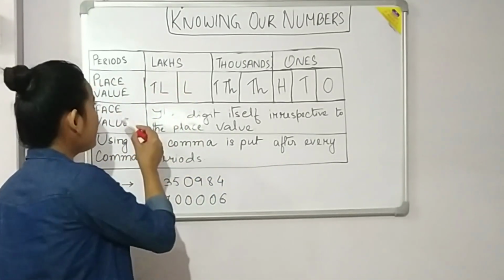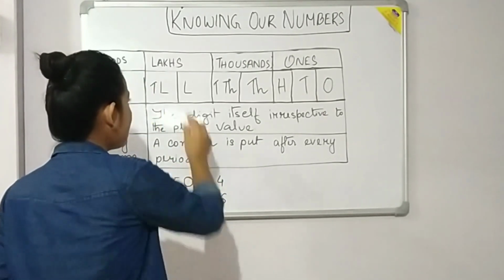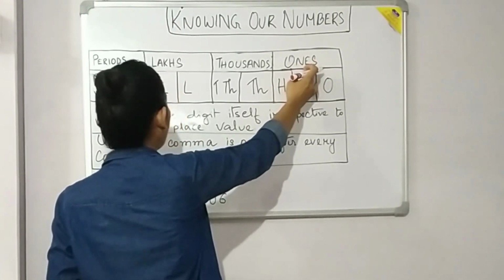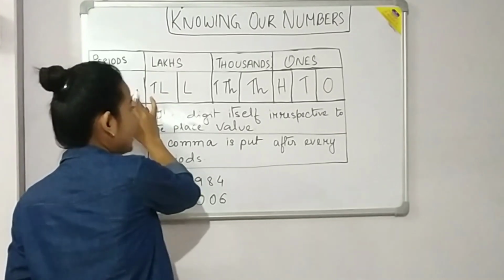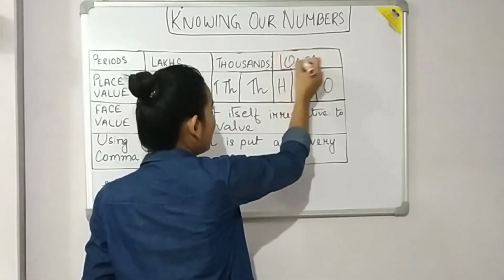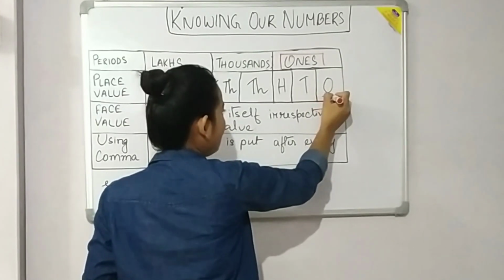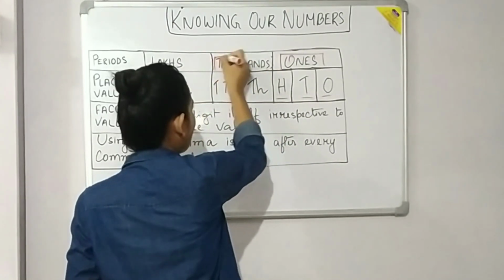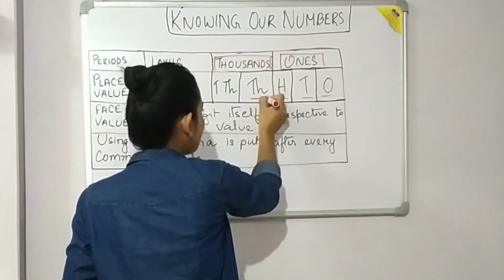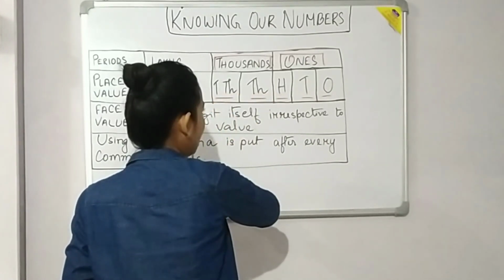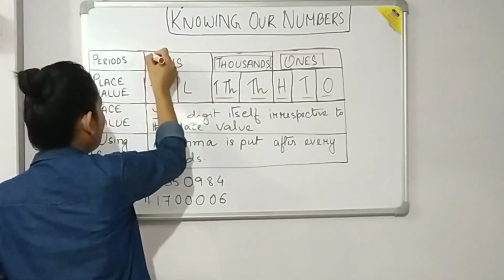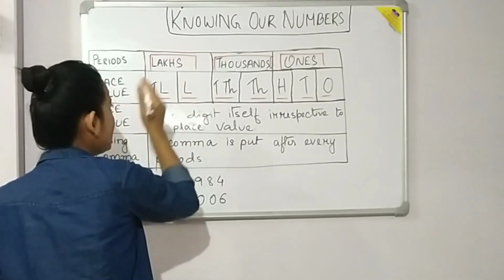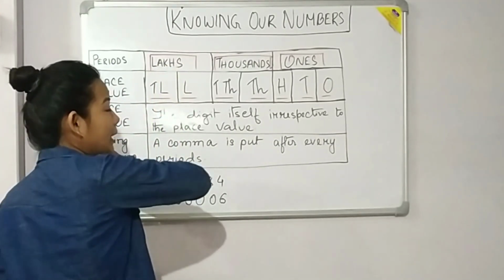So we have got under periods, lakhs, thousands and ones. Under ones, again we have got place values. So what are those place values? Under ones we have got ones place value, tens place value and hundreds place value. And under thousands period we have got thousands place value, 10,000 place value. Similarly, under lakhs period we have got lakh place value, 10 lakhs place value. In this way it will go on in our Hindu-Arabic chart.